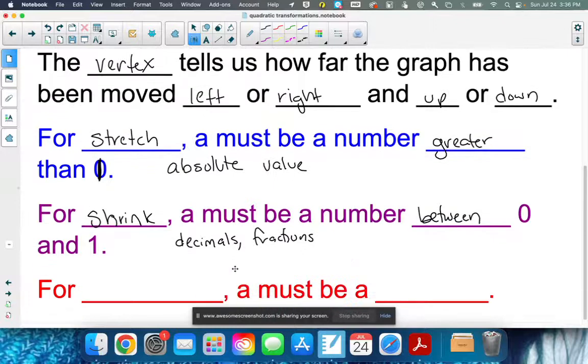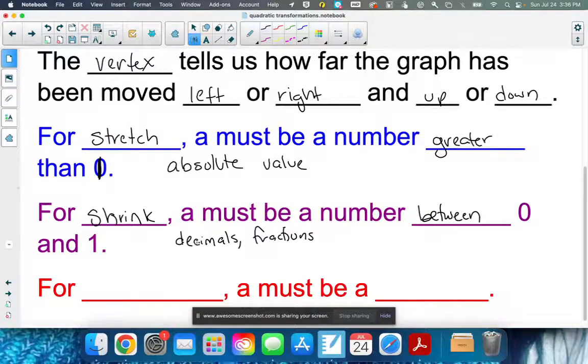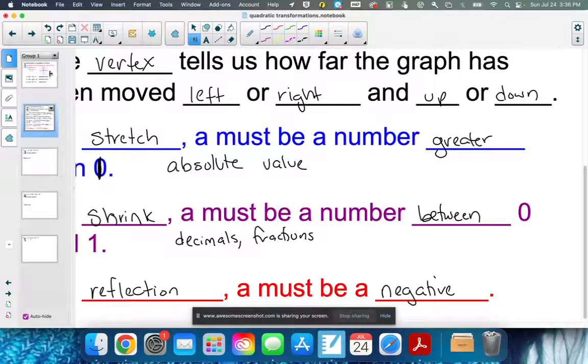Okay, and here's where it gets interesting, why we're looking at the absolute value of those numbers: if I'm going to reflect the function, flip it upside down, a has to be negative. That means you can have a reflection and a shrink or a reflection and a stretch. It's possible to get both at once, because the reflection makes a negative, and then a being either greater than 1 or between 0 and 1 does the stretch or the shrink. So let's take a look and do some examples, one of each form.